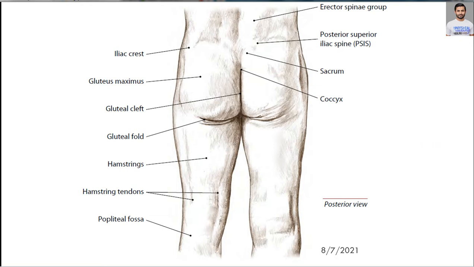In the posterior view, we can see in the midline the spinous processes. Adjacent to the midline structures are the erector spinae group of muscles. Then this is a very important landmark, the posterior superior iliac spine, PSIS. It is in line with the second sacral vertebra, so S2 and PSIS are aligned. Then the iliac crest, the gluteus maximus region, the gluteal fold, the gluteal cleft, the coccyx, the hamstrings, the hamstring tendons, and the popliteal fossa posterior to the knee.